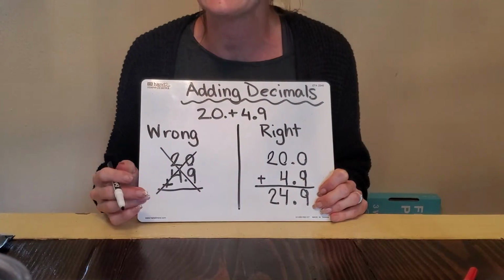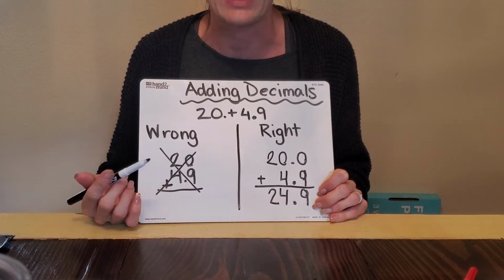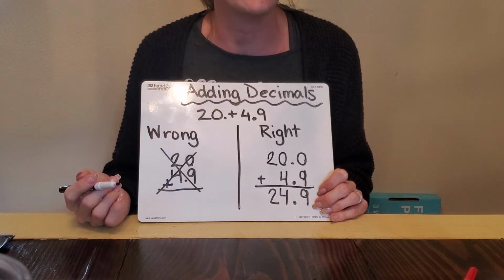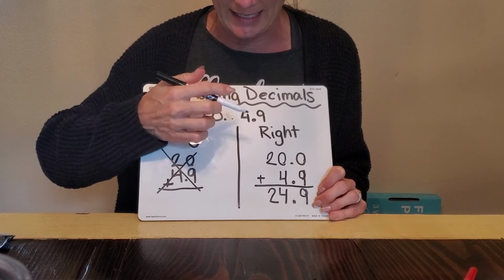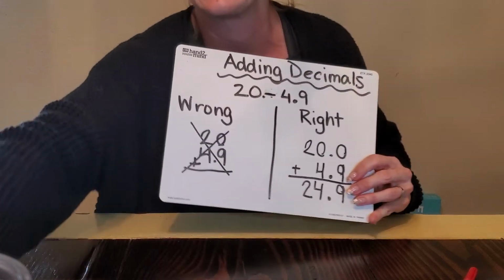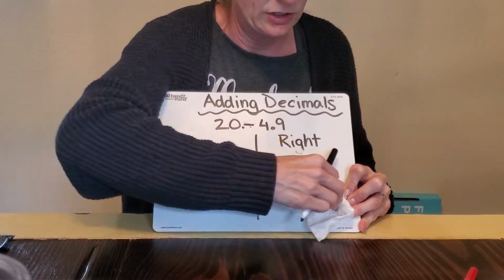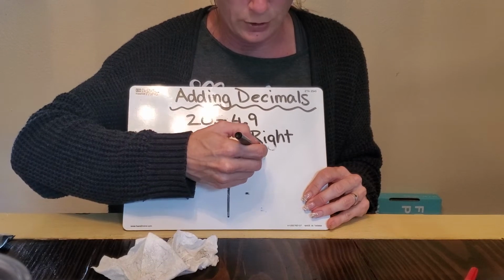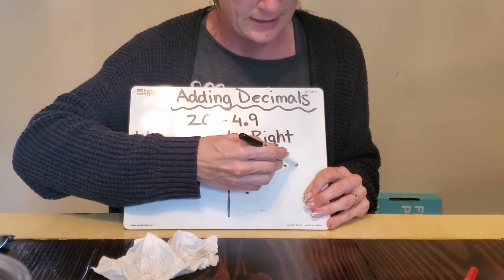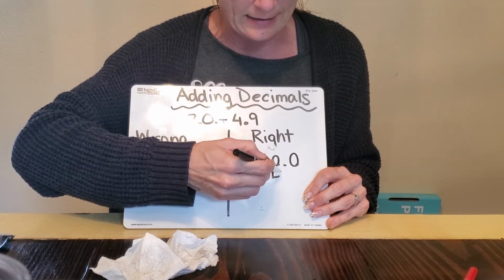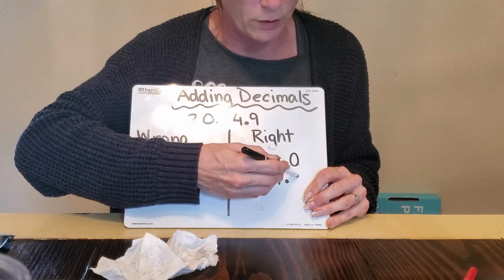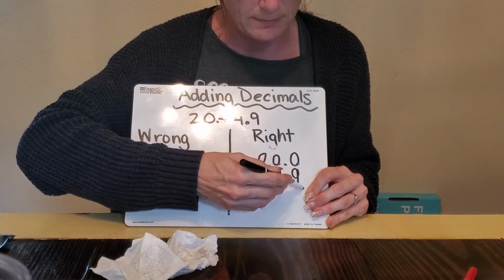The same thing happens in subtraction. So if we were to use these same numbers and instead of adding it, we would subtract it. Let me get my eraser real quick. Let's do that again. We would put 20.0, line up the decimals, 4.9, and then you subtract it.